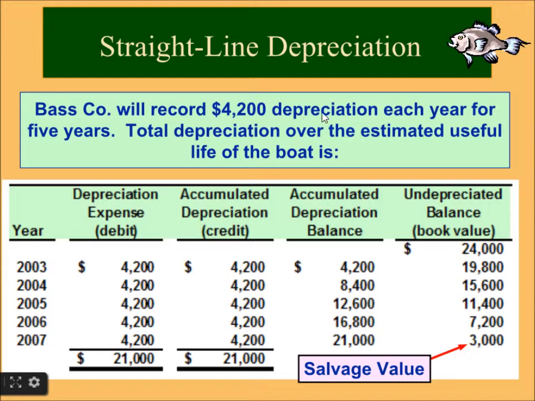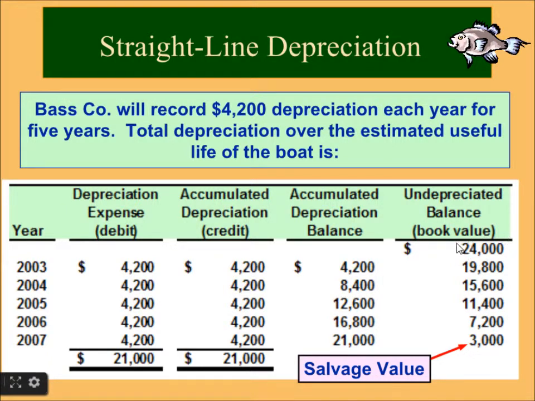Basco will record 4,200 depreciation each year for 5 years. Total depreciation over the estimated useful life of the boat is here. For 2003, the depreciation expense on the debit side is 4,200, and accumulated depreciation, which is a contra asset account, has a credit balance of 4,200. So accumulated depreciation is the total balance of the depreciation we have accumulated so far. So in the first year we will have a 4,200 balance.